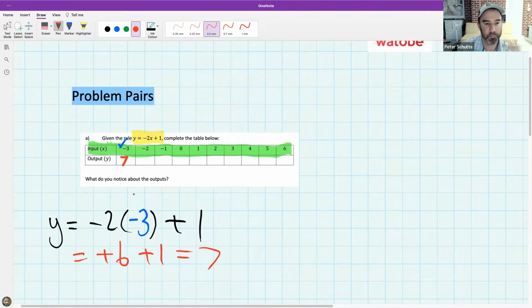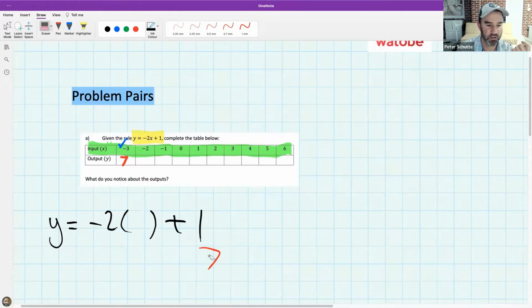Now, when I have to repeat this process the next time, I don't have to do all the working again. I can actually just do this. I can say, what's the next thing that's going to go into the machine? It's going to be minus 2. And minus 2 times minus 2 is going to be plus 4. And 4 plus 1 is going to be 5.